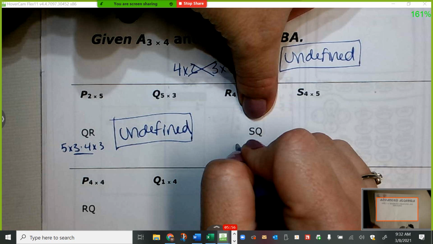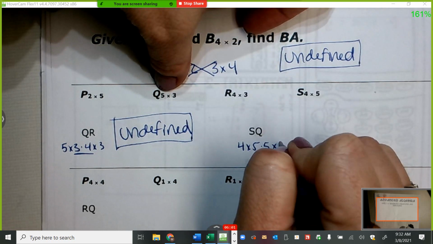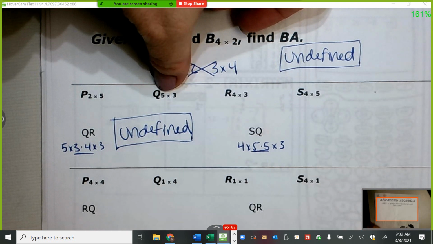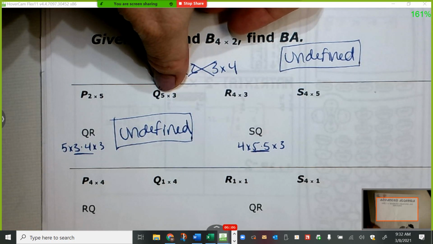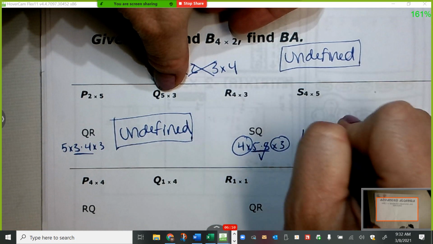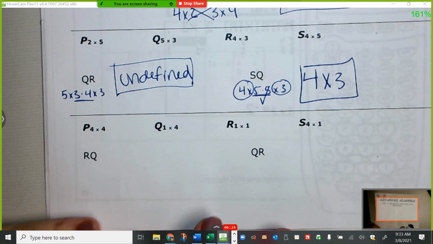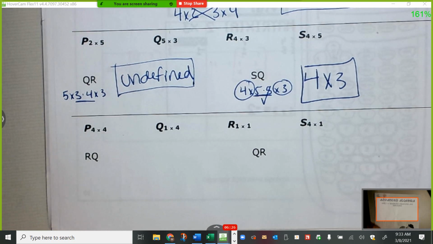S is a 4 by 5 times Q is a 5 by 3. Do the middle two numbers match? Yeah, see how it's 5 and 5? So my answer is a 4 by 3. If the middle two numbers match, the outside two numbers become your dimension. Okay, so I want you to try the next two. Try those. Just telling me if it's undefined or what the dimension would be.